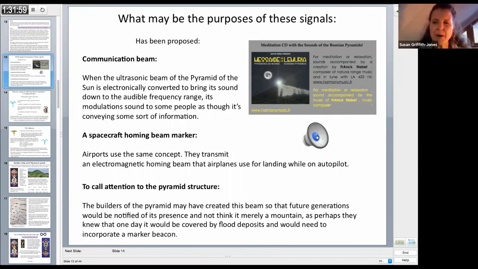The music above is created by this French fellow, yeah? But what you're listening to is this kind of space-like voice, like talking. That's the Pyramid of the Sun talking.